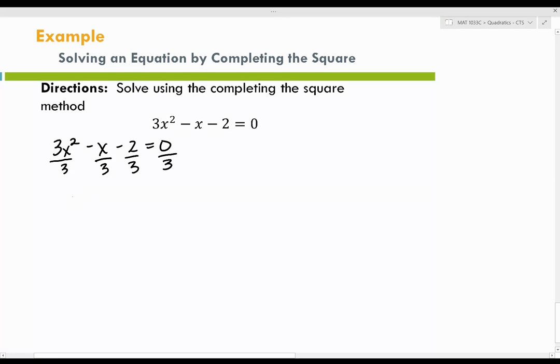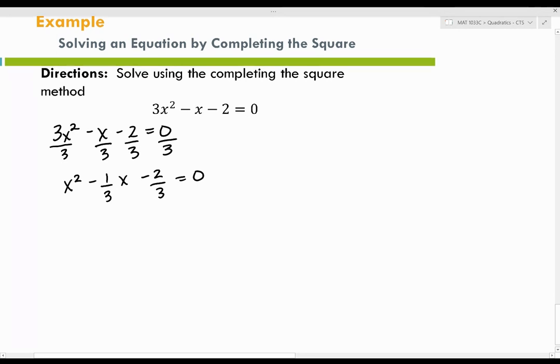Okay, that's going to give me x squared minus 1 third x minus 2 thirds equals 0. Okay, the next thing I'm going to have to do is move my constant term to the other side of the equation. So I'm going to add 2 thirds to both sides. So that's going to give me x squared minus 1 third x, I'm going to draw in those blanks, I have 2 thirds blank.